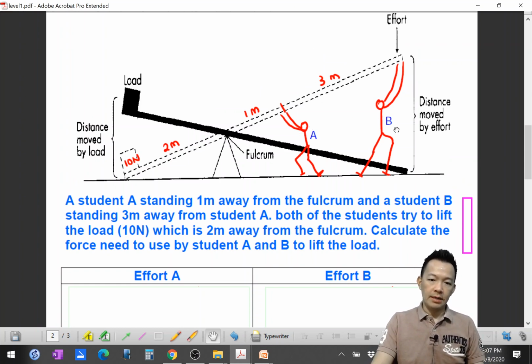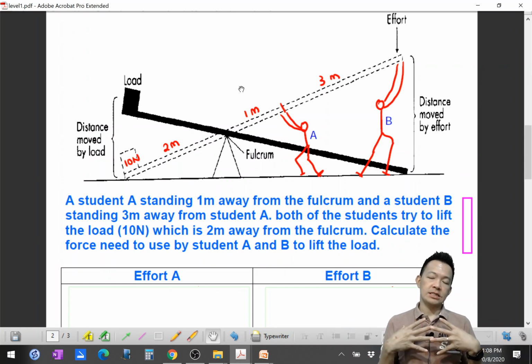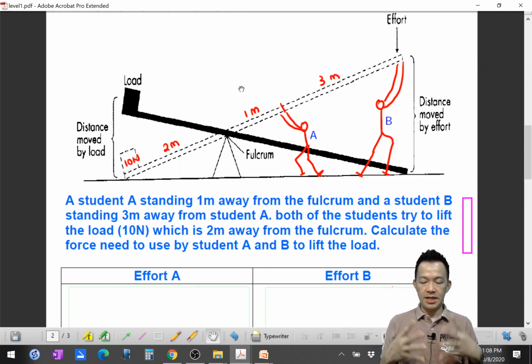So if you compare A and B, they want to lift the load, 10 Newton. Before you continue, with your basic instinct, looking with your eyes, A and B, which one is going to use more force? A or B, who uses more force to lift the load? A, yeah A, but how much? So they ask you to calculate the force needed by A and B to lift the load.